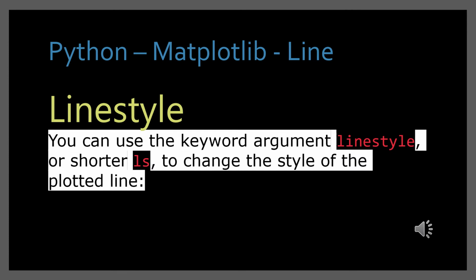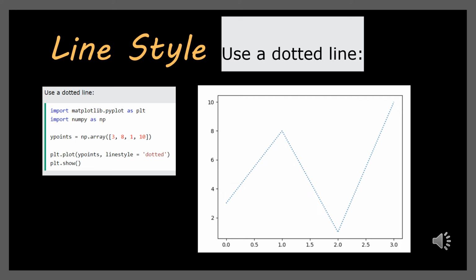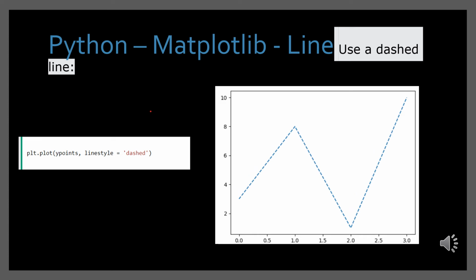So the first one is line style. You can use the keyword argument linestyle, or short ls, to change the style of the plotted lines. So we are going to plot a dotted line here. For that we have y points, np.array as 3, 8, 1, 10, and plot y points, and the linestyle is equal to dotted, so it will show the dotted line here.